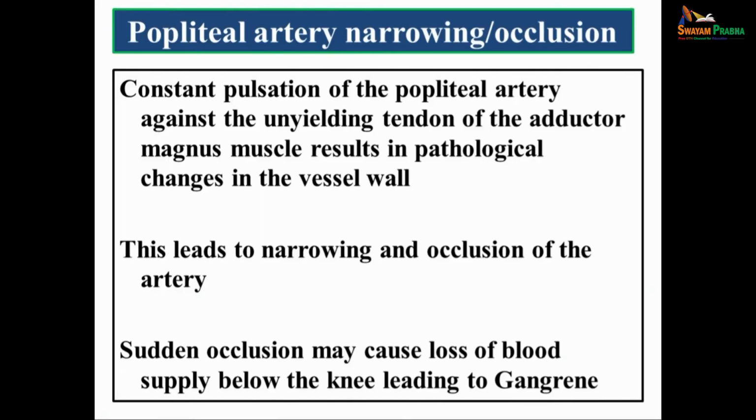Popliteal artery narrowing or occlusion. Constant pulsation of the popliteal artery against the unyielding tendon of the adductor magnus muscle results in pathological changes in the vessel wall. This leads to narrowing and occlusion of the artery. Sudden occlusion may cause loss of blood supply below the knee, leading to gangrene.